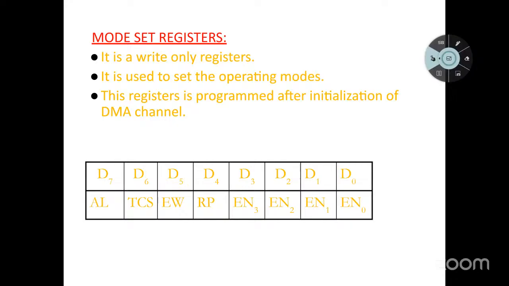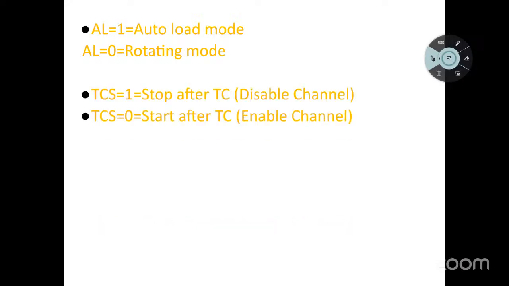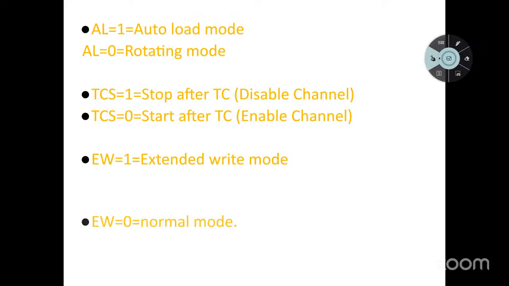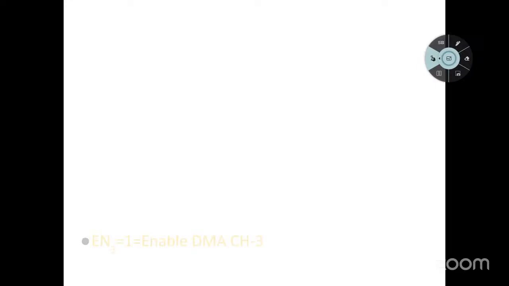Next, TCS is terminal count, then AL is auto load. In each pin description, AL is auto load. TCS means terminal count; 1 enables it. EW means extended write operation, disabling the extended write operation. This is the RP mode, RP fixed priority.